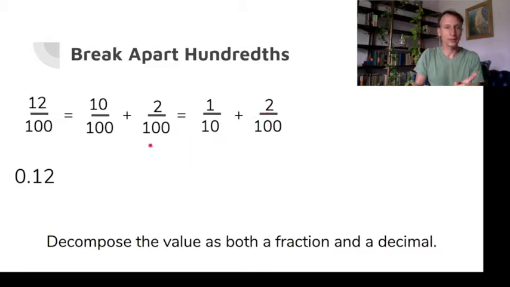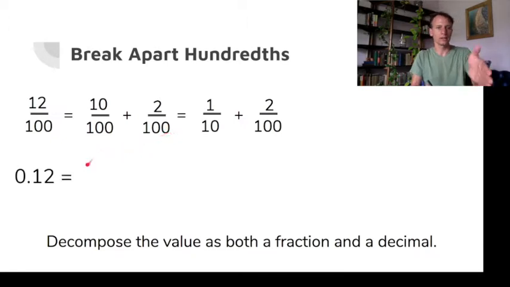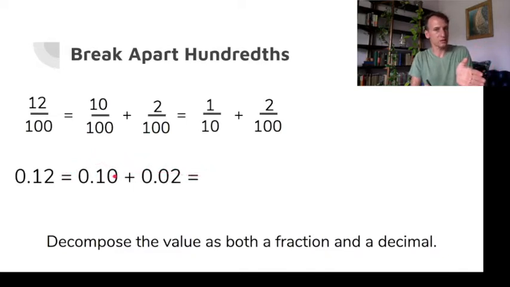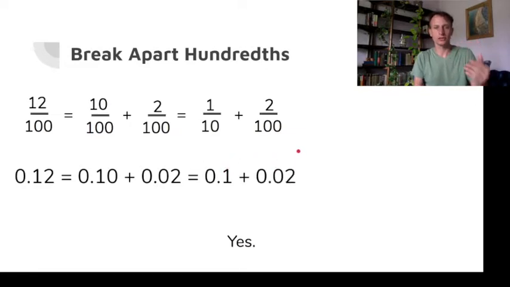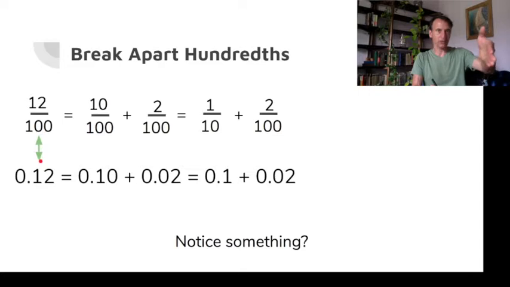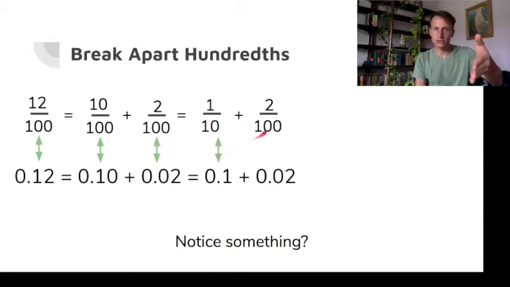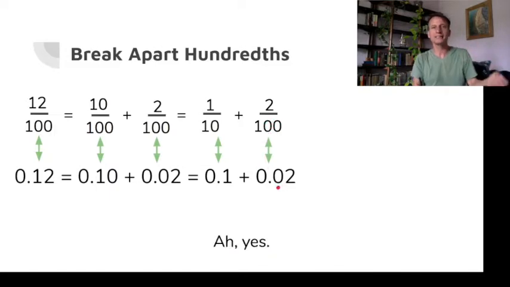Great. Can we do the same thing with the decimal? You betcha. All right, let's do it. 12 hundredths. We're going to actually write the same thing, 10 hundredths, aren't we? But as a decimal, there's 10 hundredths. And then 2 hundredths. What can we do with the 10 hundredths? We can rewrite it in decimal form as well as 1/10, and then plus 2 hundredths. Now here's the mathematical moment. Watch. Notice something here? 12 hundredths, 12 hundredths. 10 hundredths, 10 hundredths. 2 hundredths, 2 hundredths. 1/10, 1/10. 2 hundredths, 2 hundredths. Ah, yes. You say the same thing in both fraction and decimal form.